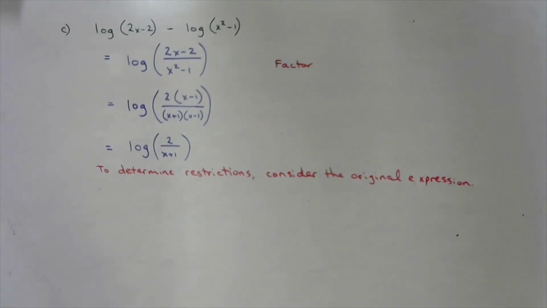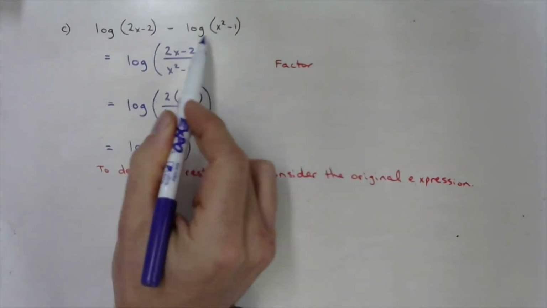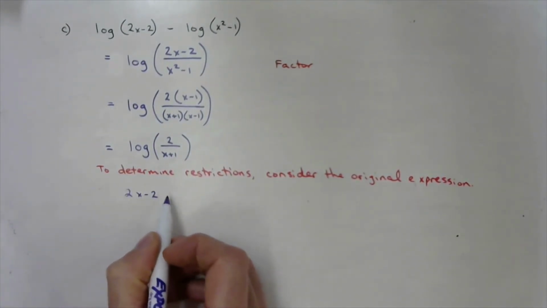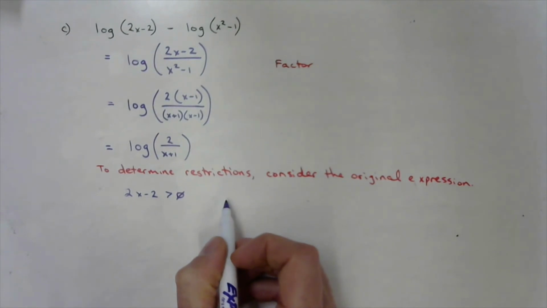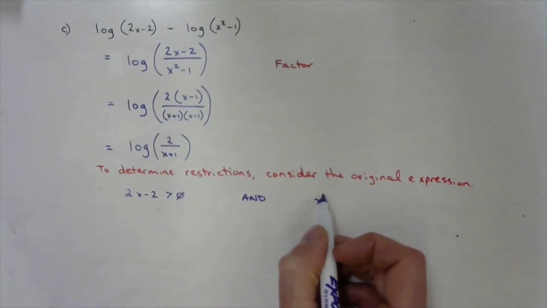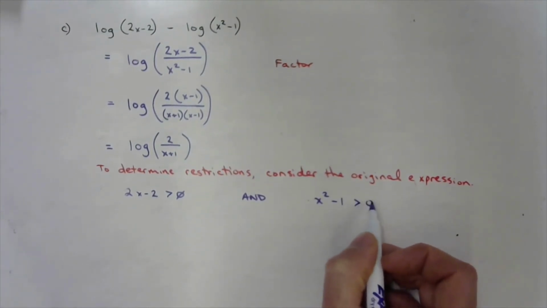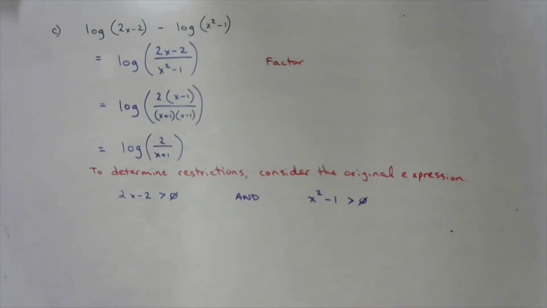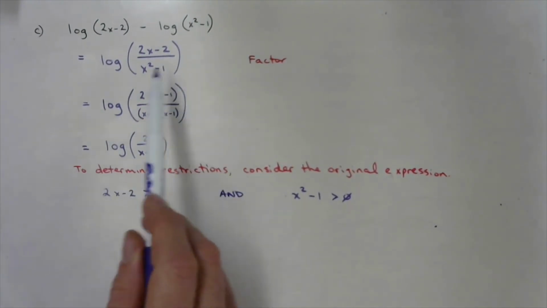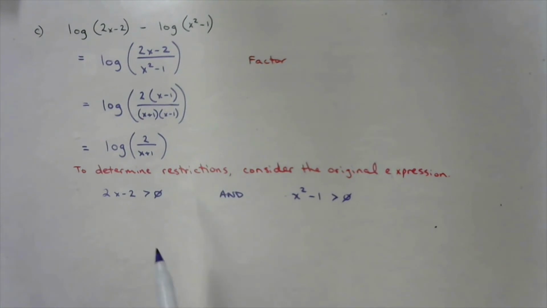So if we look at that expression, in order for this whole expression to be defined, two things have to be true. 2x minus 2 has to be greater than 0, and x squared minus 1 has to be greater than 0. So all we're doing is determining our restrictions on x, but x is involved in both of these logs, and x can only be one thing at a time, so both of them need to be defined. Both of them need to hold true.